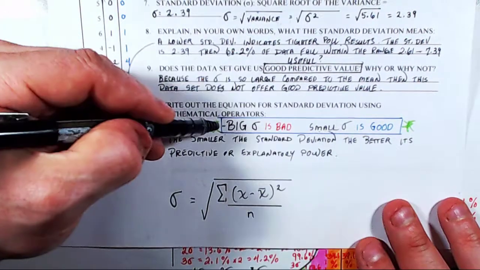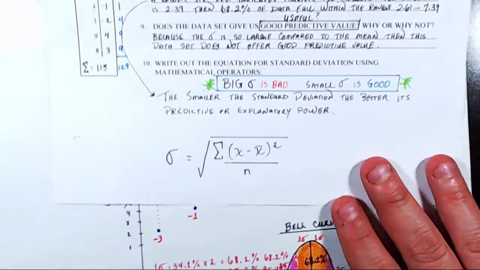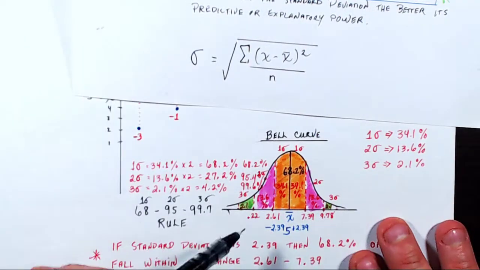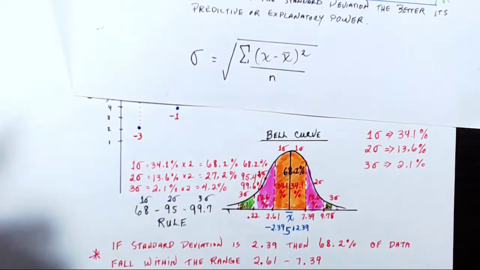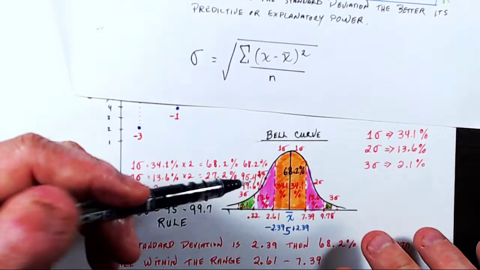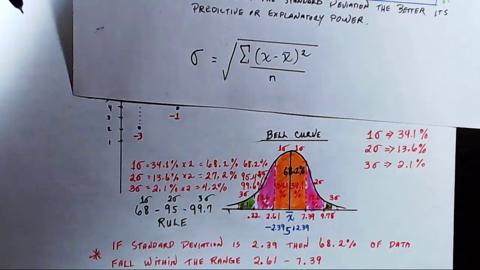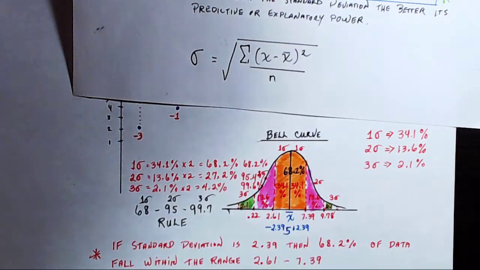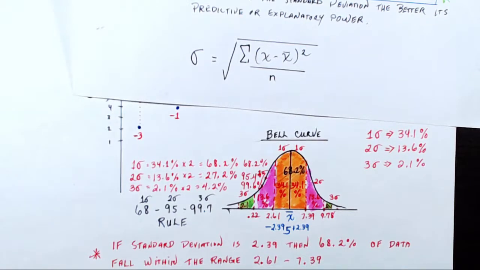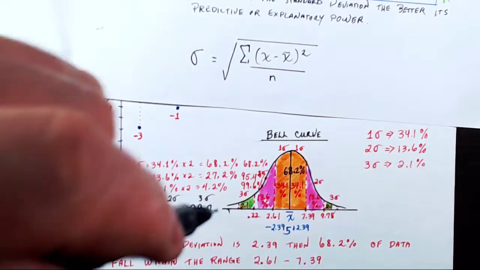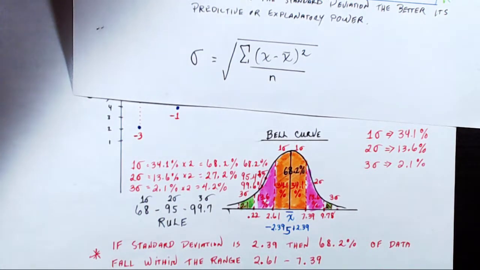And we saw that a big sigma is bad because according to the bell curve, it doesn't give us much predictive value. And a small sigma is good because regardless of the sigma itself, if the sigma is 0.1, one standard deviation still explains 68% of the data or accounts for it. 68% of the poll results fall within 0.1 of the mean if the standard deviation is 0.1. If the standard deviation is 1, that means that 68% of the data fall within one standard deviation of the mean, or 4 to 6.